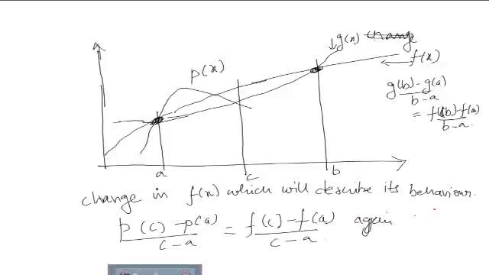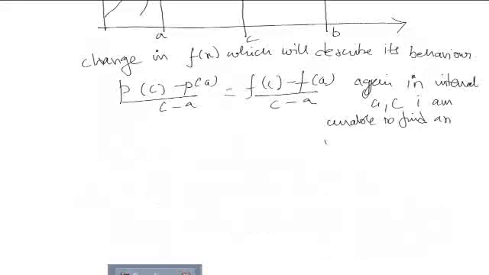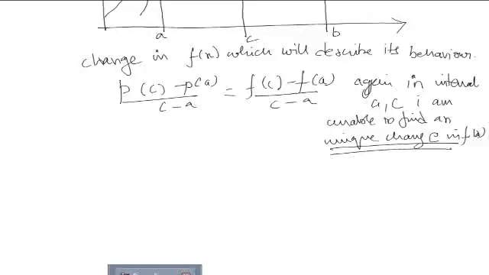Again, in interval AC, I am unable to find a unique change in f of x. Again, I am back to square one. The same problem is persisting. The same problem continues.